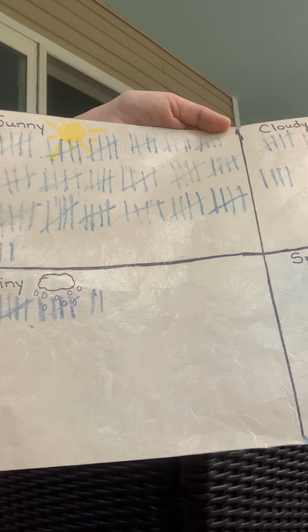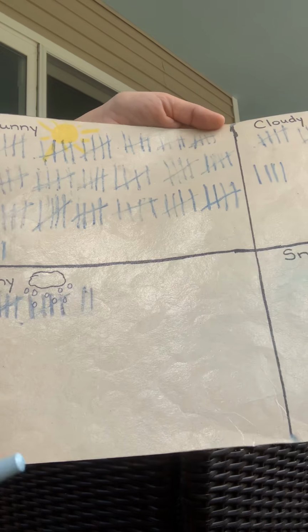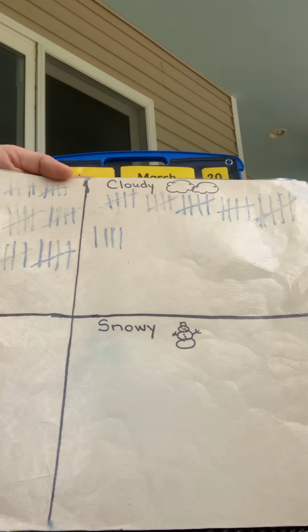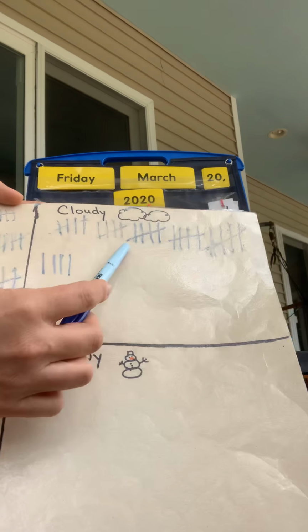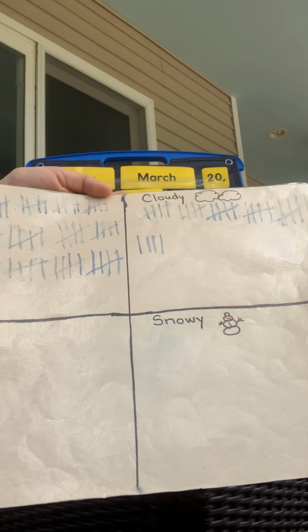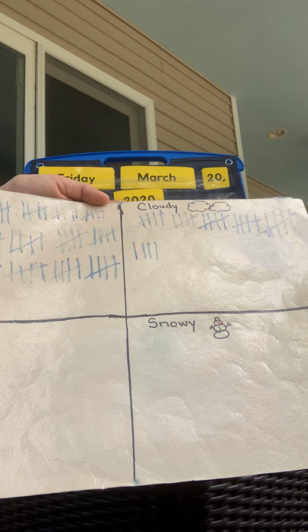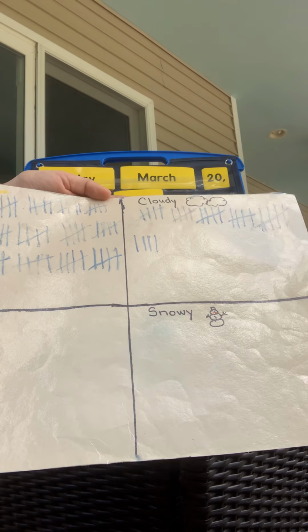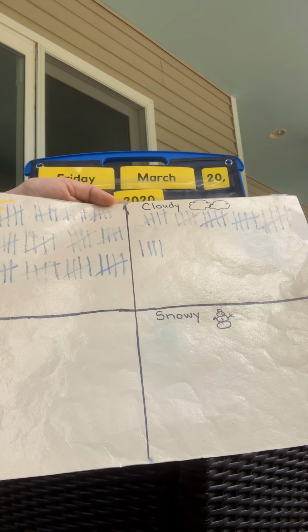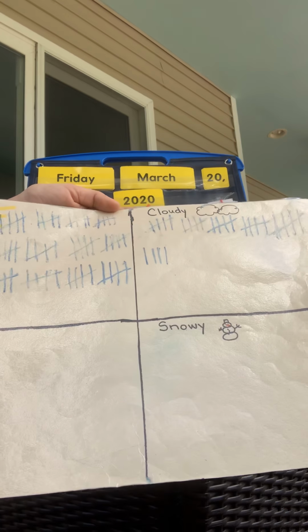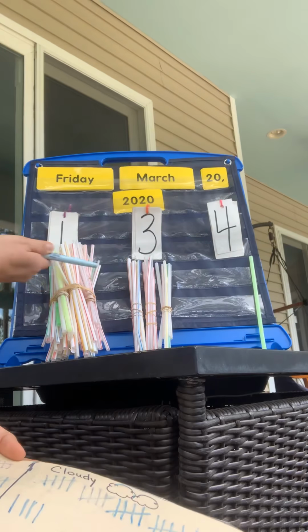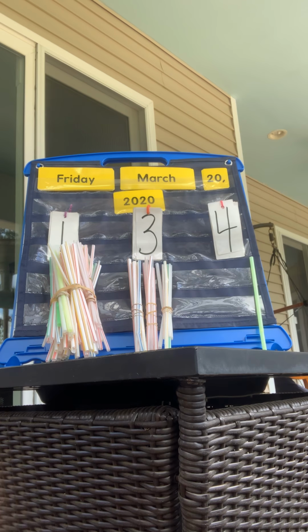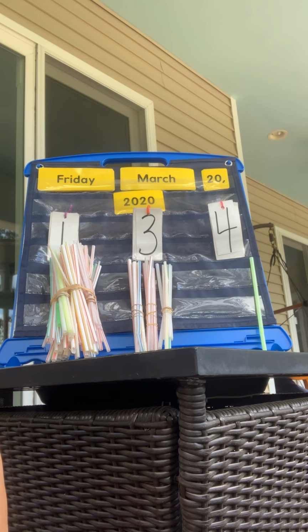You could say we've had 92 sunny days. You could say that we've had more sunny than cloudy. We could say that we've had the greatest number of sunny. We've had less rainy than sunny. If we counted all of our tally marks, it would equal 134. Excellent.